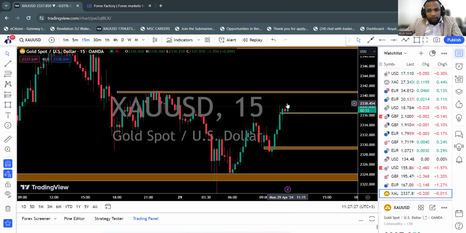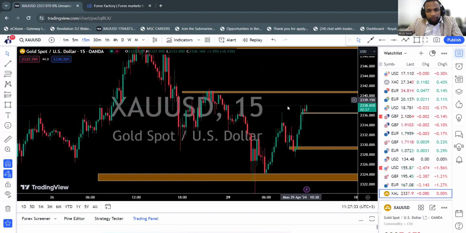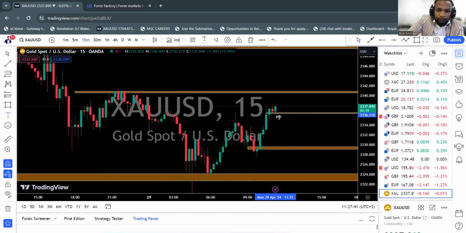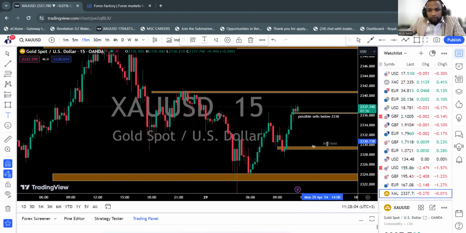But this area as well, the movement between here and here is actually very small. It's very small for you to say that you're going to take a buy from that point. So this is what I will do. I would put possible sells below this point. Possible sells below 23.36 over there. Or go all the way to 23.29. Take profit 23.29 over here. That's something that most probably can work out.